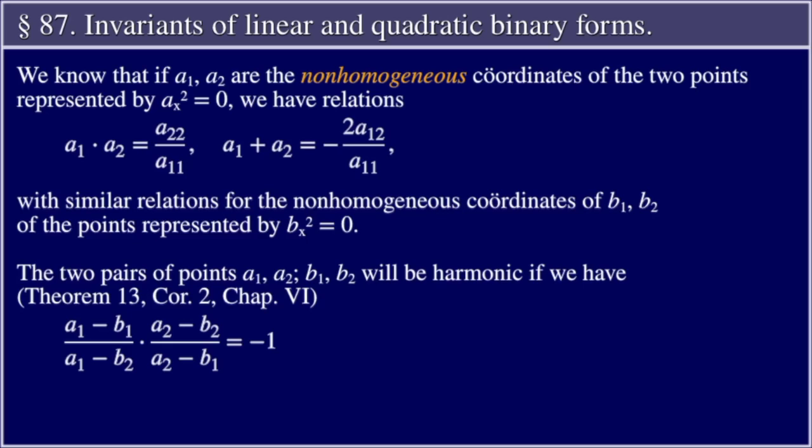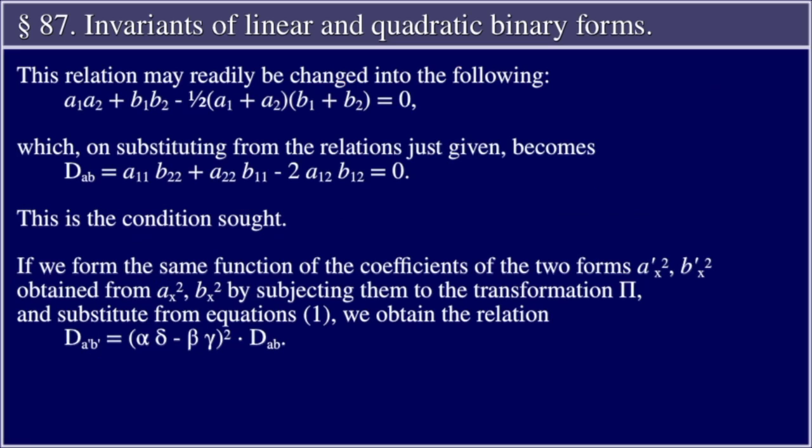The two pairs of points a sub 1, a sub 2, b sub 1, b sub 2 will be harmonic if we have Theorem 13, Corollary to Chapter 6. The quantity a1 minus b1 divided by the quantity a1 minus b2 times the quantity a2 minus b2 divided by the quantity a2 minus b1 equal to negative 1. This relation may readily be changed into the following: a1 a2 plus b1 b2 minus 1/2 the quantity a1 plus a2 times the quantity b1 plus b2 equals 0.